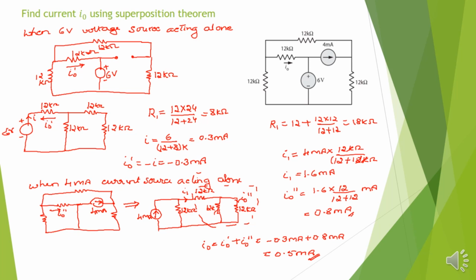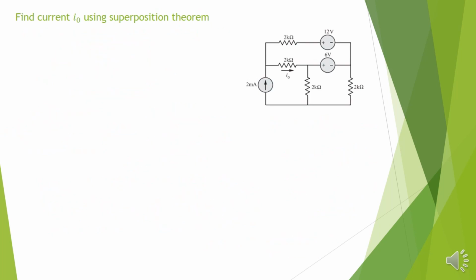Let us say one more. Here also find current I naught using superposition theorem. Now the only difference is that in this there are three independent sources. Okay. So three independent sources. What happens when one source is acting alone? The other two we need to make zero.